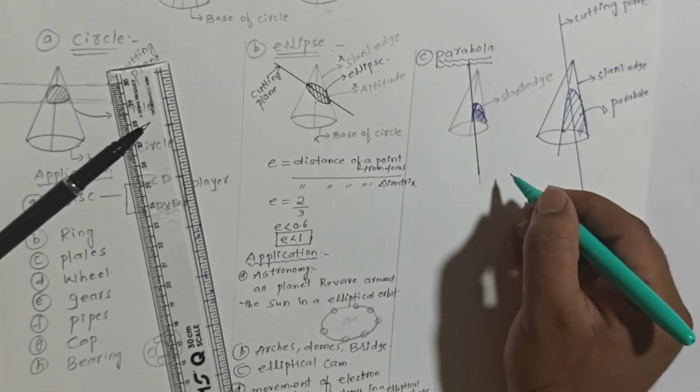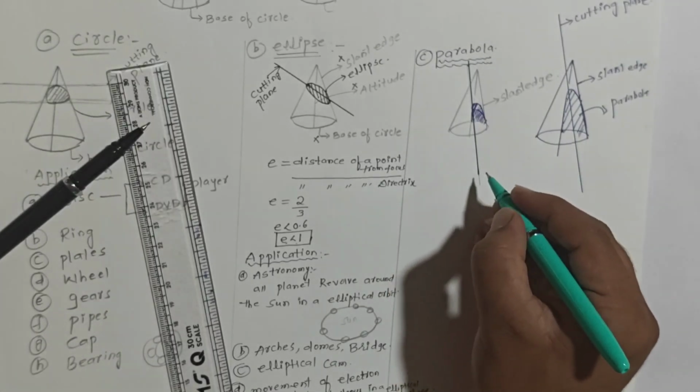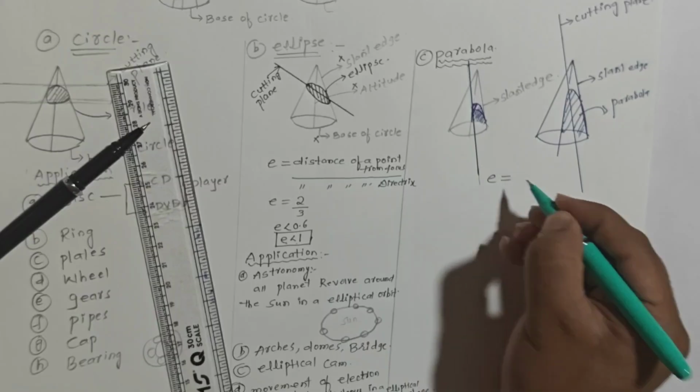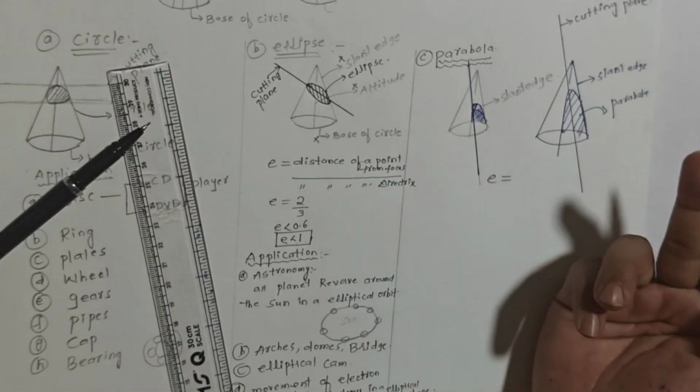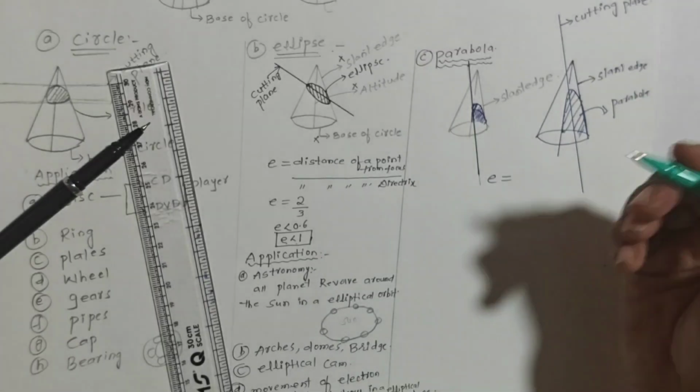Clear? Again, the questions will arise. What is the eccentricity of a parabola? Always remember the eccentricity of a parabola should be 1. Then how will we get the 1?